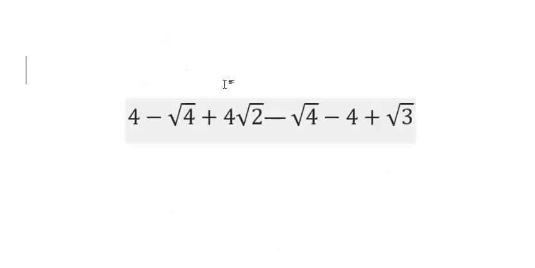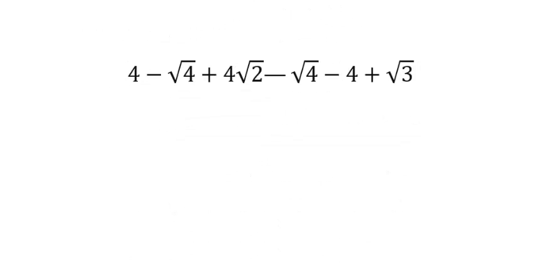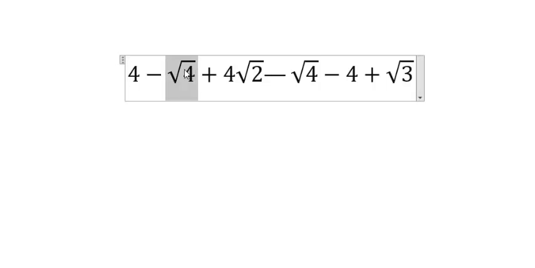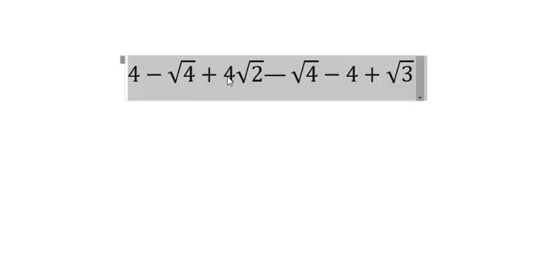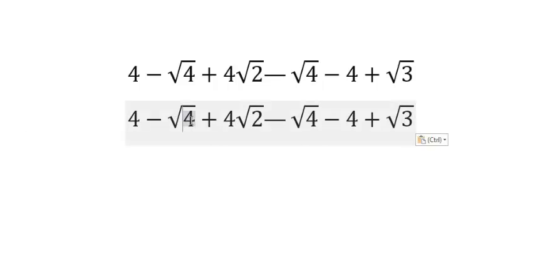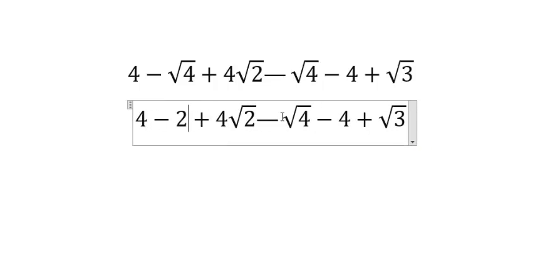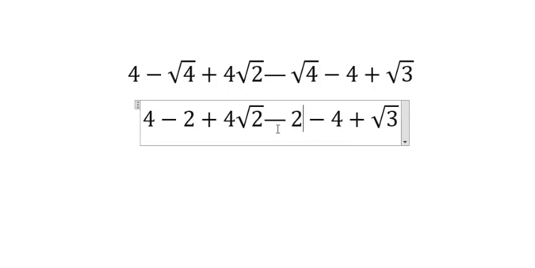Now in the next exercise we have 4 minus square root of 4 plus 4 square root of 2 minus square root of 4 minus 4 plus square root of 3. There are no multiplications in here that we have like with a parenthesis or something like that. So what we're gonna do in this case is we're gonna get the square roots. Okay, square root of 4 is number 2, so I'm gonna get all of the square roots that I can. So instead of square root of 4, I'm gonna put 2. Instead of square root of 4, I'm gonna put 2.